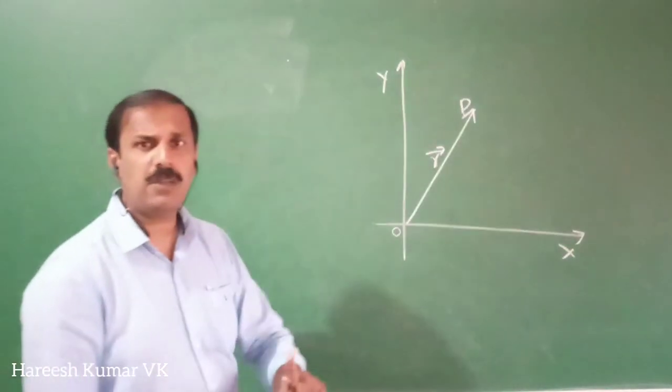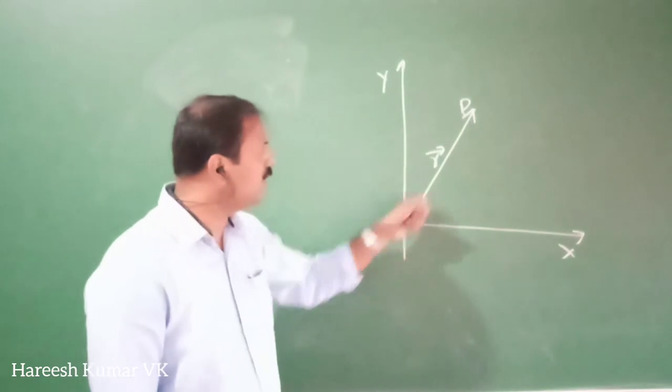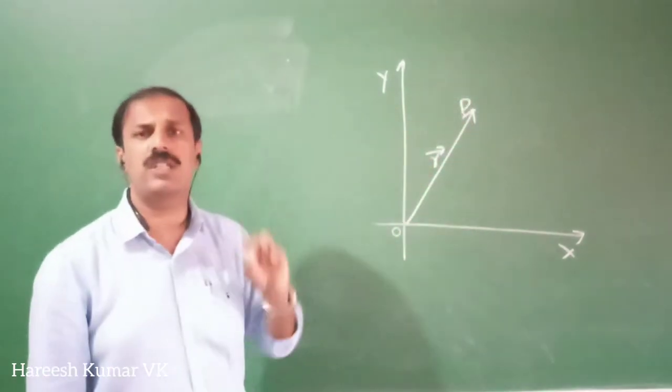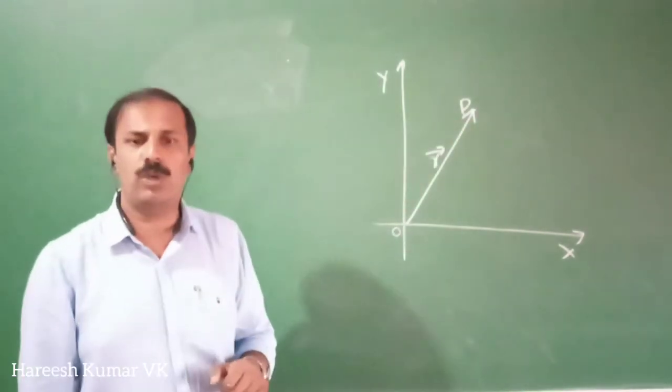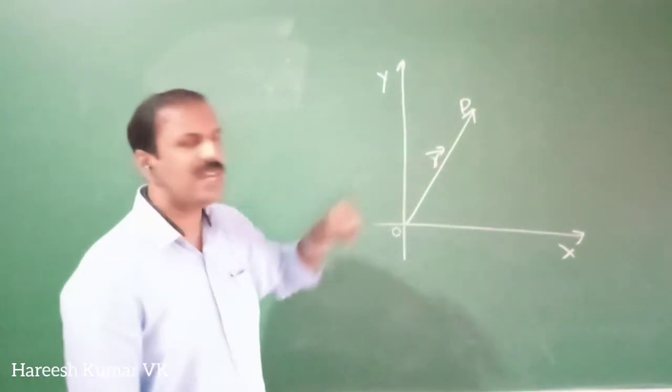So a position vector means it's a vector starting from origin to the position where the object is there or where the point is there. That is a position vector of that point or that object. So that can be marked as R.